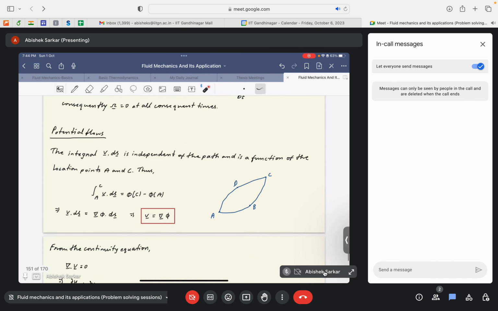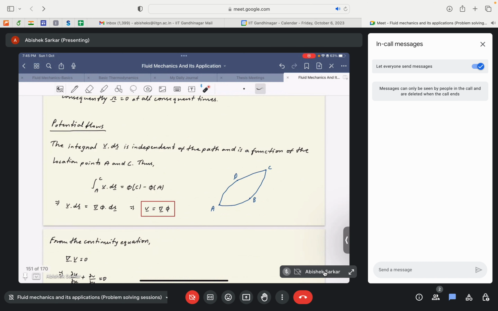Okay, so now we come to potential flows. See, by its very definition, the integral of v dot ds is independent of the path and is a function of location points a and c. Basically, it tells that the integral of v dot ds is a point function, so it will only depend on the endpoints, the points between which the integration has been done. Okay, the endpoints or limits of the integration.